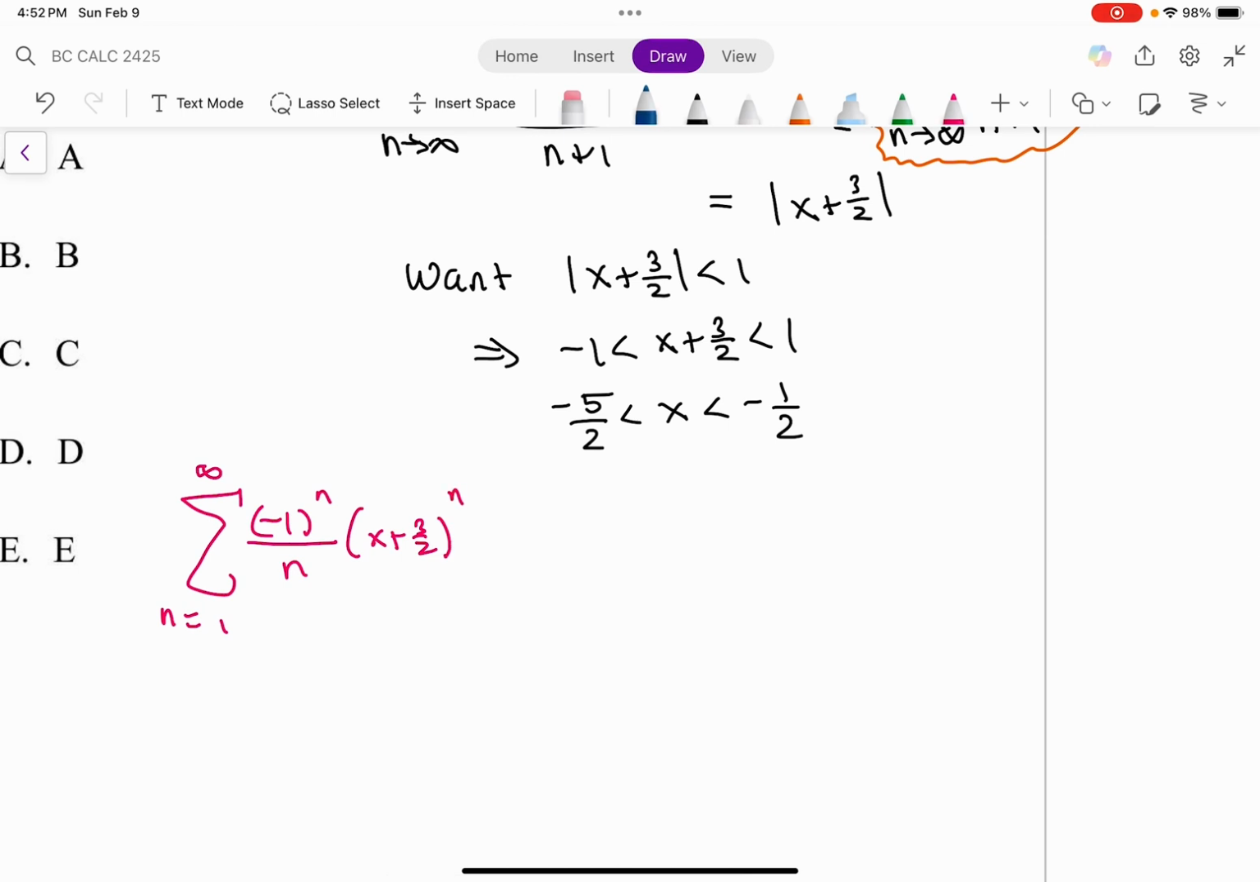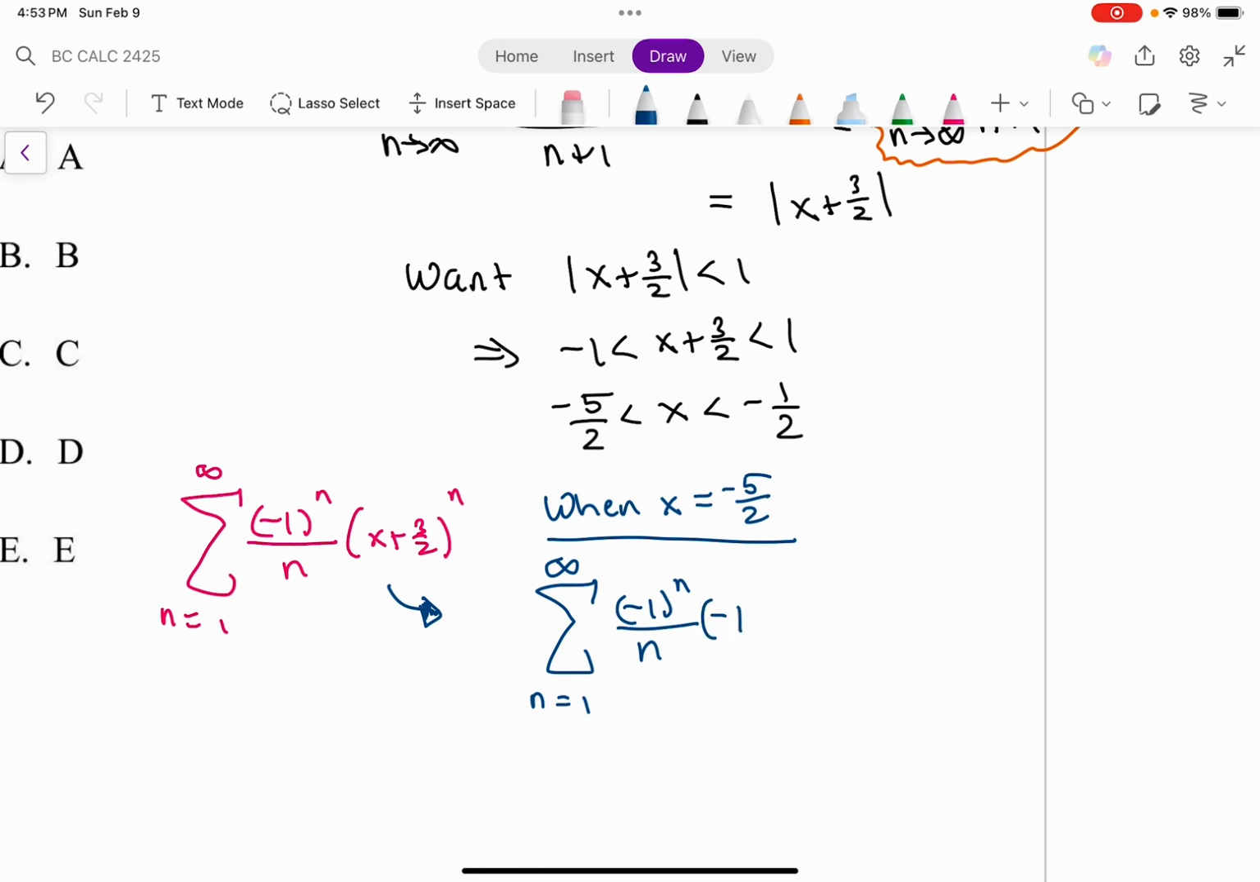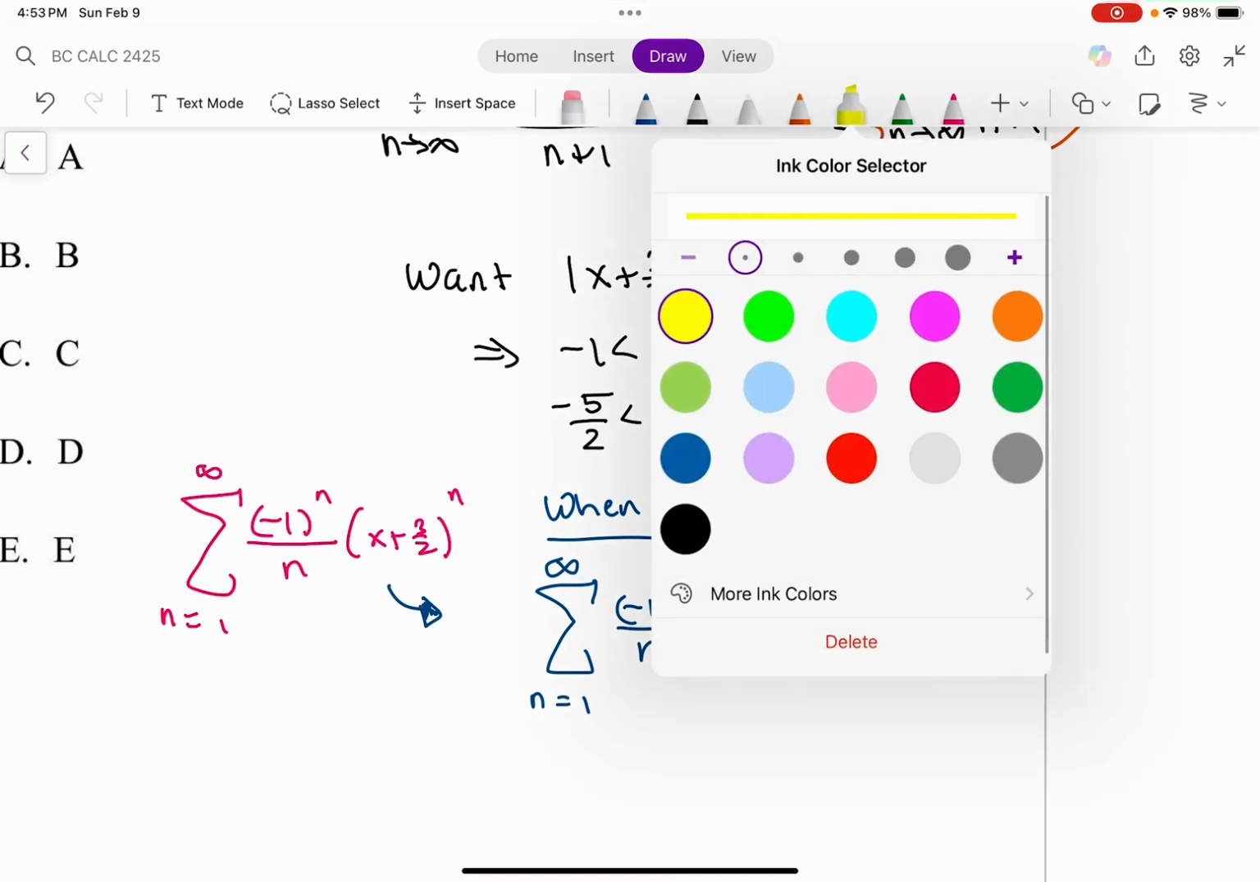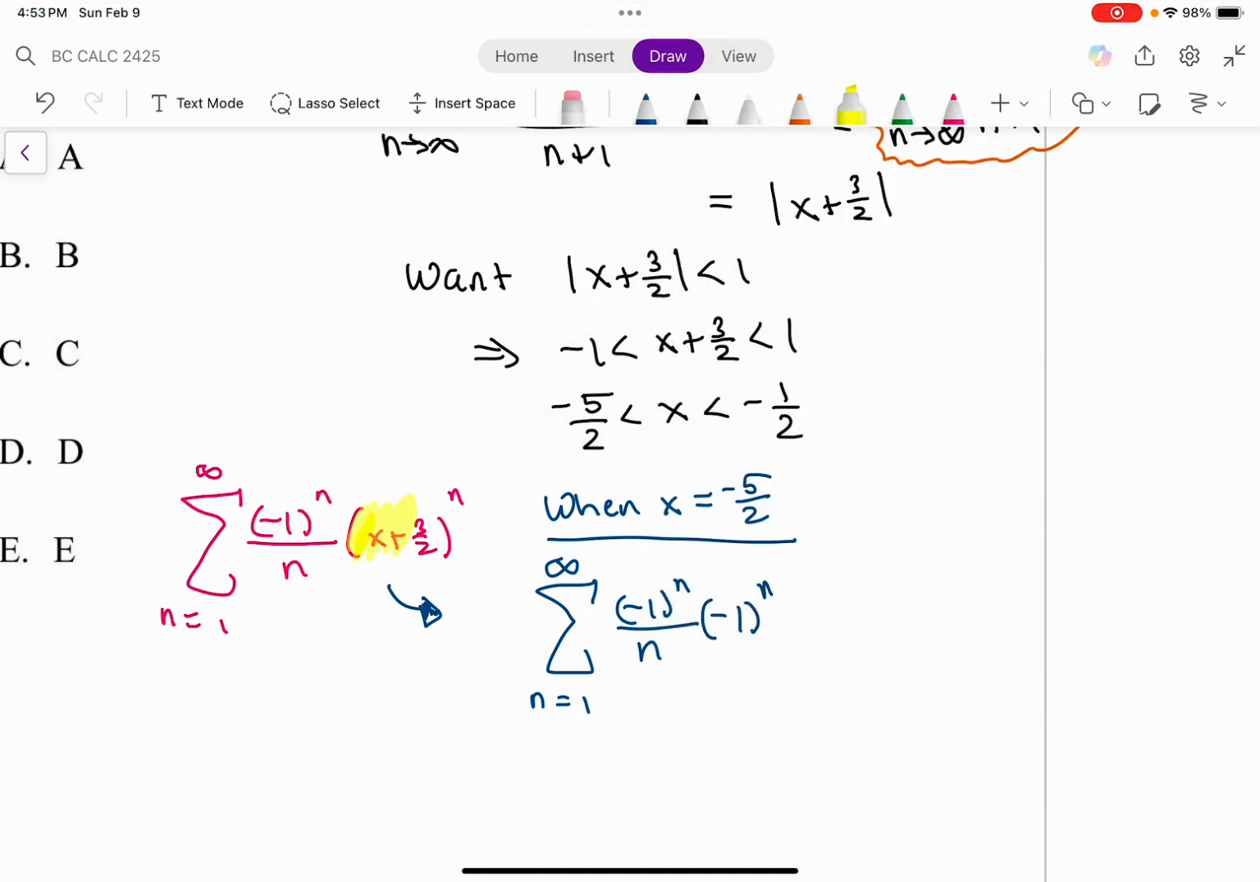Okay, so when x is negative 5/2, let's see what we get. Then this becomes, I'll try to simplify a little along the way. So I get negative 1 to the n over n, negative 5/2 plus 3/2. Negative 5/2 plus 3/2 is negative 1. So I get negative 1 to the n. You can check that, right? All I'm saying is this becomes a negative 1. Now these can interact. Negative 1 to the n times negative 1 to the n is the same as negative 1 times negative 1 to the n.